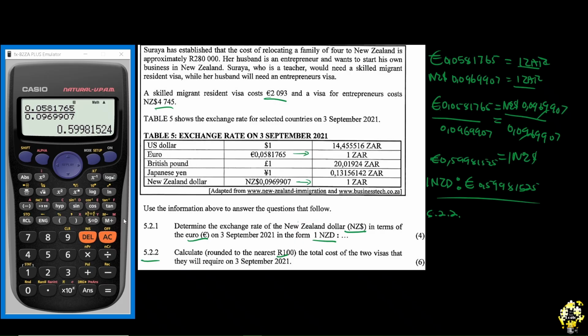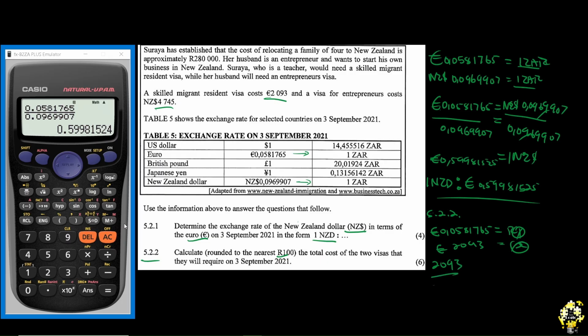So what's the euro exchange rate to the South African rand? Well, it's the one that says that 0.0581765 is equals to 1 rand or 1 ZAR. It's the same thing. Where is our euros? On the left. What are they? They are actually 2093. Here we have an X. We cancel an X and the 1. They are on the same side. We divide them.